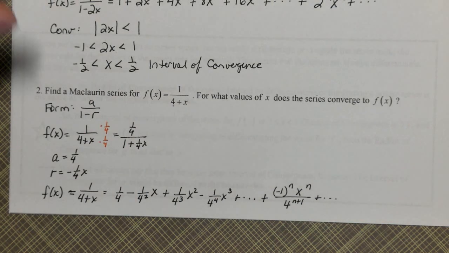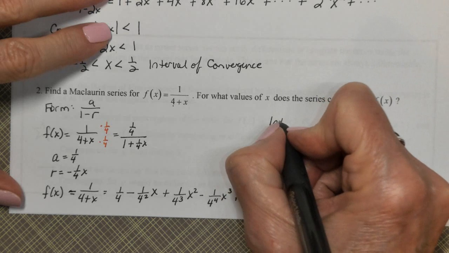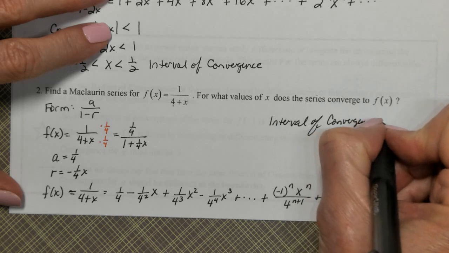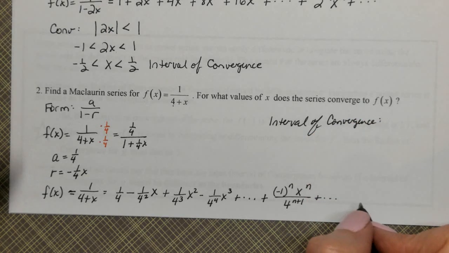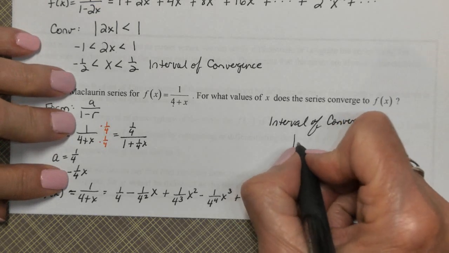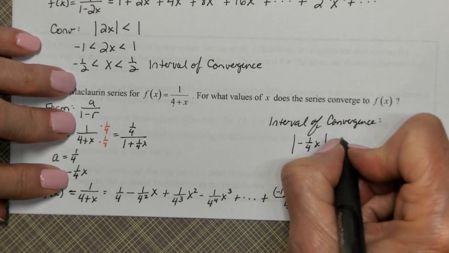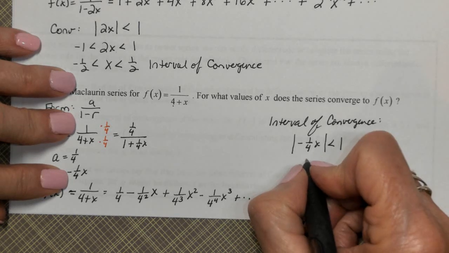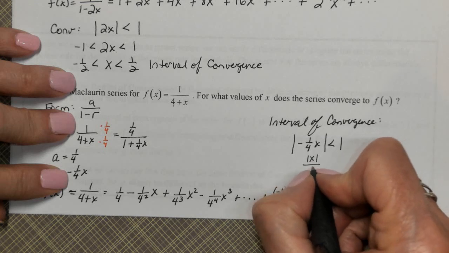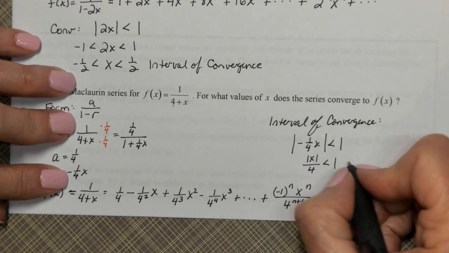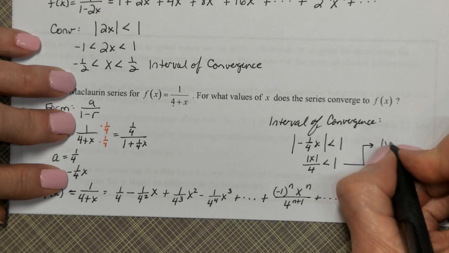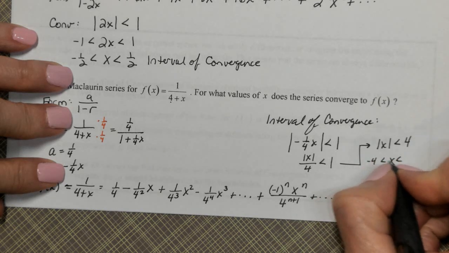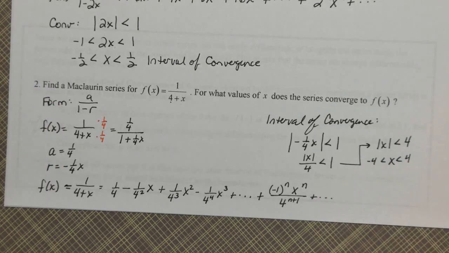Okay? For the interval of convergence, we know it's geometric. It converges when the absolute value of r is less than 1. The absolute value of negative 1/4 is just 1/4, right? So this is the absolute value of x divided by 4 is less than 1, and that means that the absolute value of x is less than 4, so x is between negative 4 and 4. Okay?